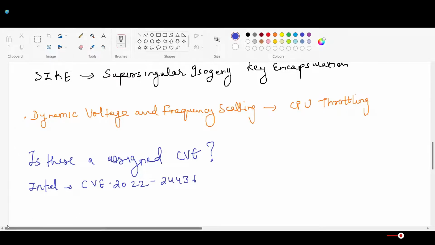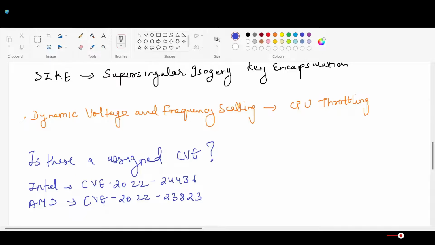And for AMD, the CVE ID is CVE-2022-23823. Okay, so these are the CVEs which have been given by Intel and AMD with respect to the finding of the Hertzbleed attack. Still, no patches have been made available by both organizations. We don't have any patch for this particular vulnerability.